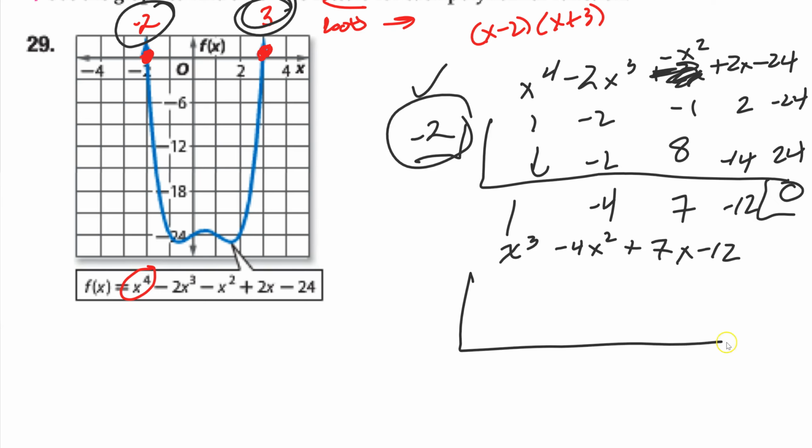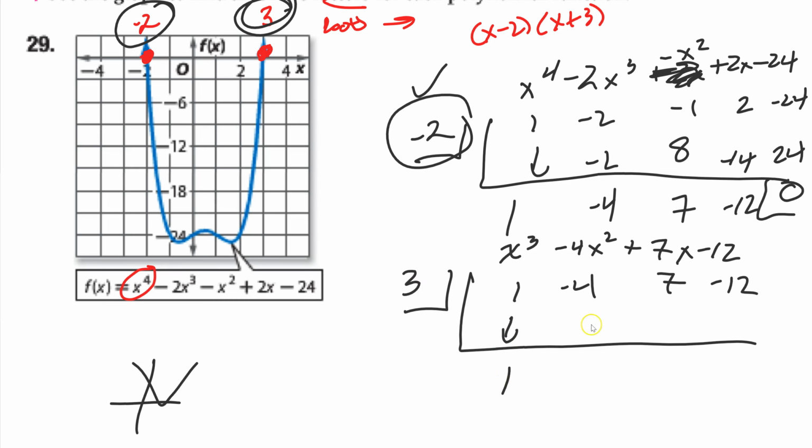So we're going to do the exact same thing, but now we're going to use 3, because we already used -2. I can only use it twice if it's a double root, like it bounces or something. Then you can use it twice. So bring the 1 down, multiply across, add down, multiply across, add down, multiply across. I got another 0. So that's another root.